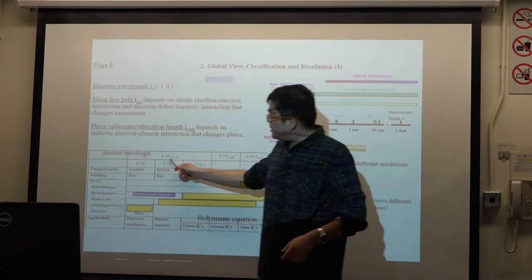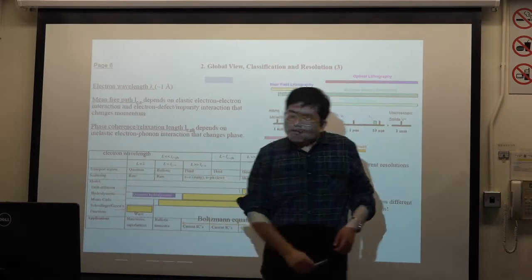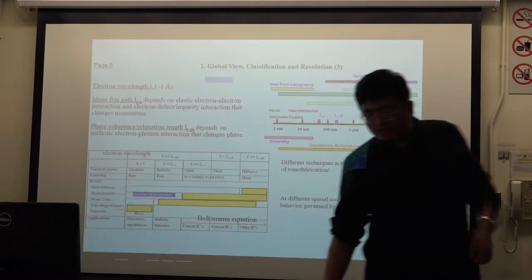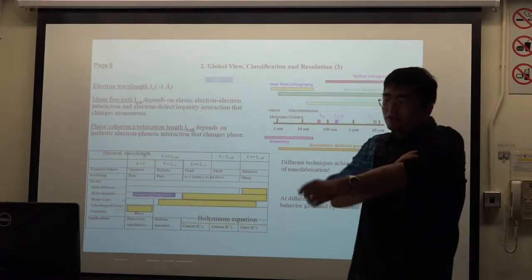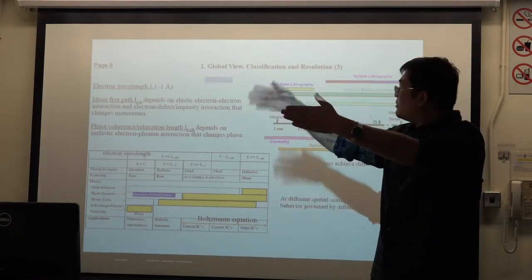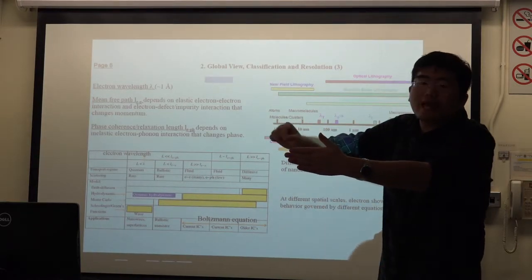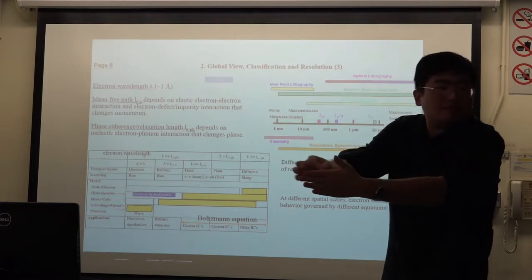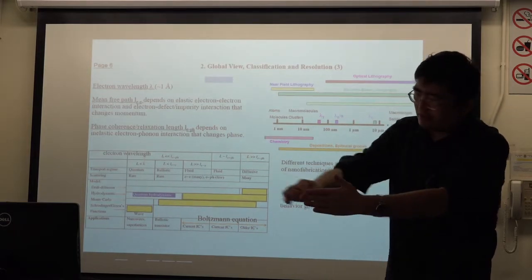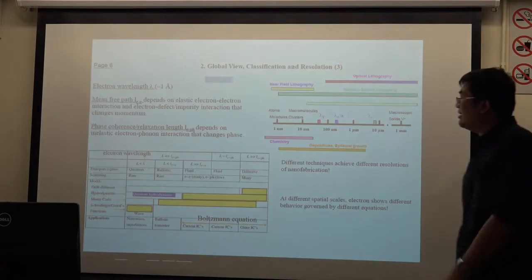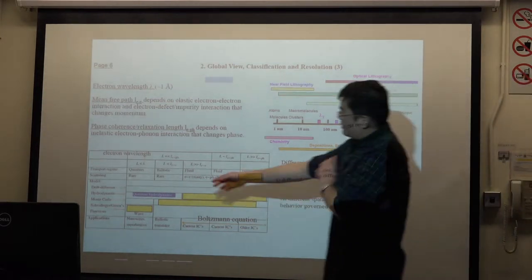And this region, we call it ballistic. What's the meaning of ballistic? It's very important. Ballistic means if this length is slightly smaller than the mean free path, the electron goes from here to here with no scattering, no scattering at all. That is called ballistic. Ballistic is very important.